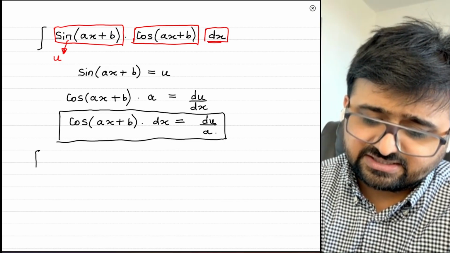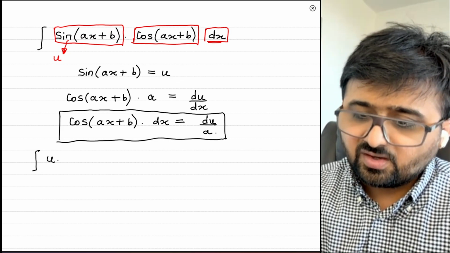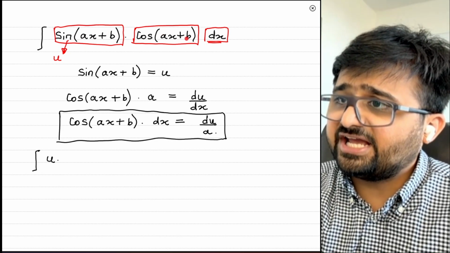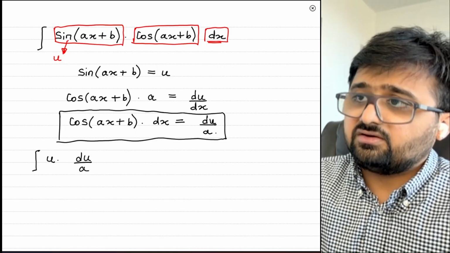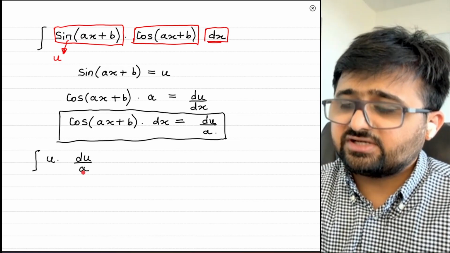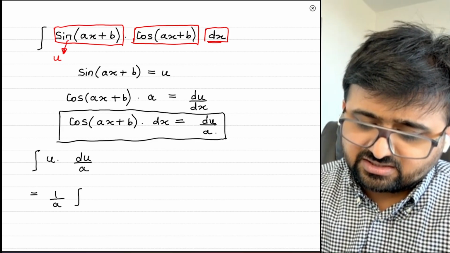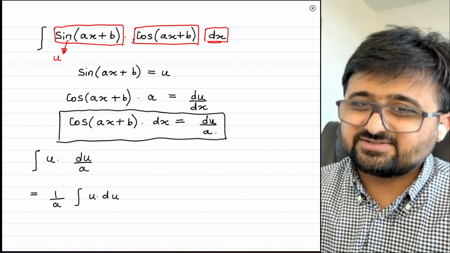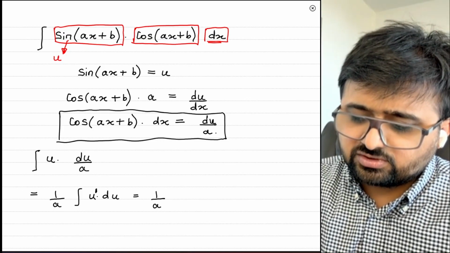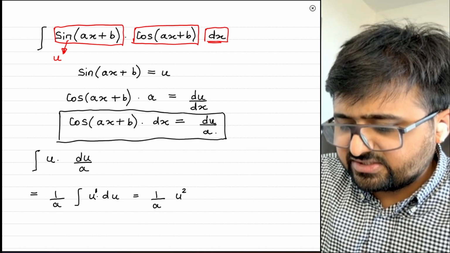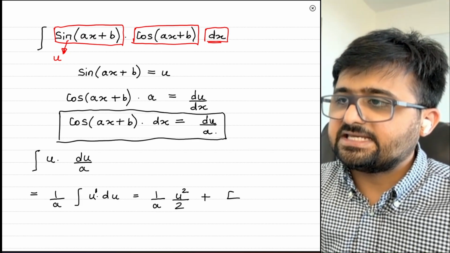Now let's convert that integral in the u world. We know sine ax plus b is nothing but u, and that cos ax plus b times dx is nothing but du divided by a. Now that a is a constant value, it can be taken out of that integral. So we have 1 over a integral of u times du. It is very simple to integrate now. So we get 1 over a, this is nothing but u to the power 1. Integral of u to the power 1 is u to the power 2 divided by 2. And plus, let's add the constant of integration c. I hope that makes sense.